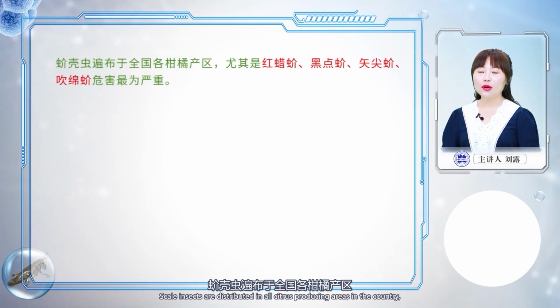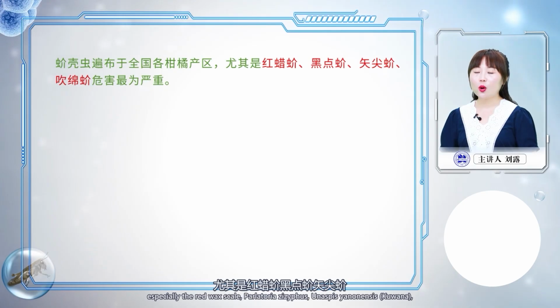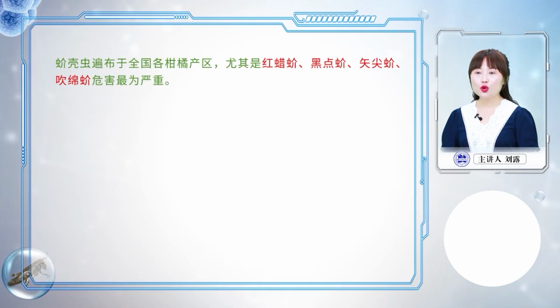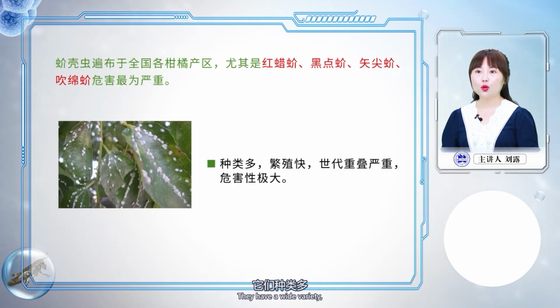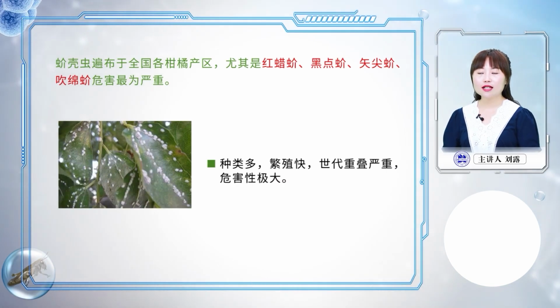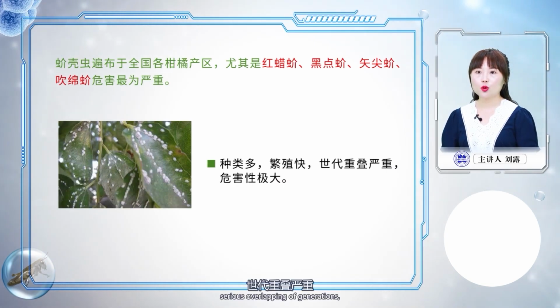Scale insects are distributed in all citrus-producing areas in the country, especially the red wax scale, Pardotoria ziziphus, Unaspis yanonensis, Kuana, and Escherichia pochasi masco have the most serious hazard. They have a wide variety, fast reproduction, serious overlapping of generations, and great harm.